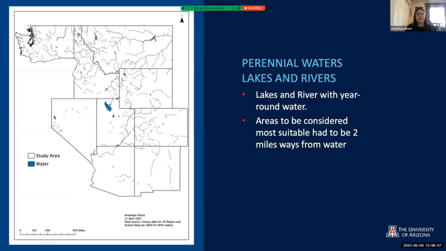All right, water. Water is very important for nuclear power plants for cooling purposes. That's why most nuclear power plants are built by oceans, lakes, and rivers. For this project, lakes and rivers were considered, and they had to have year-round water. They needed that large body of water for cooling purposes. For a nuclear power plant to be close to these, it needs to be within 2 miles. So any areas within 2 miles of water were considered most suitable after removing all those hazards, current nuclear power plants, and population density.